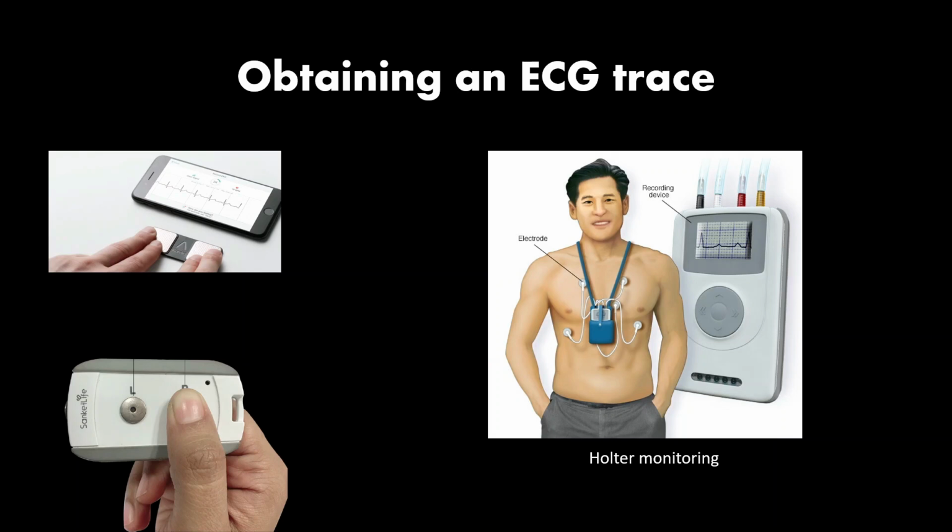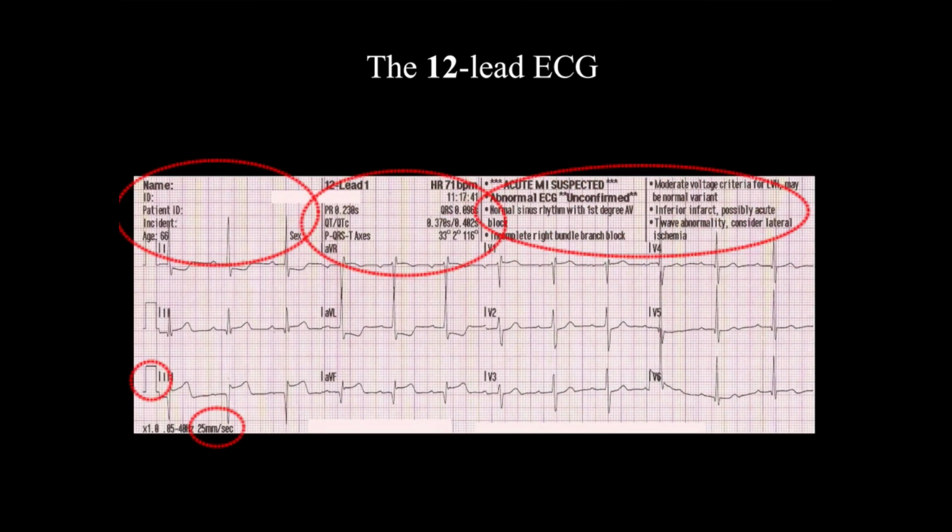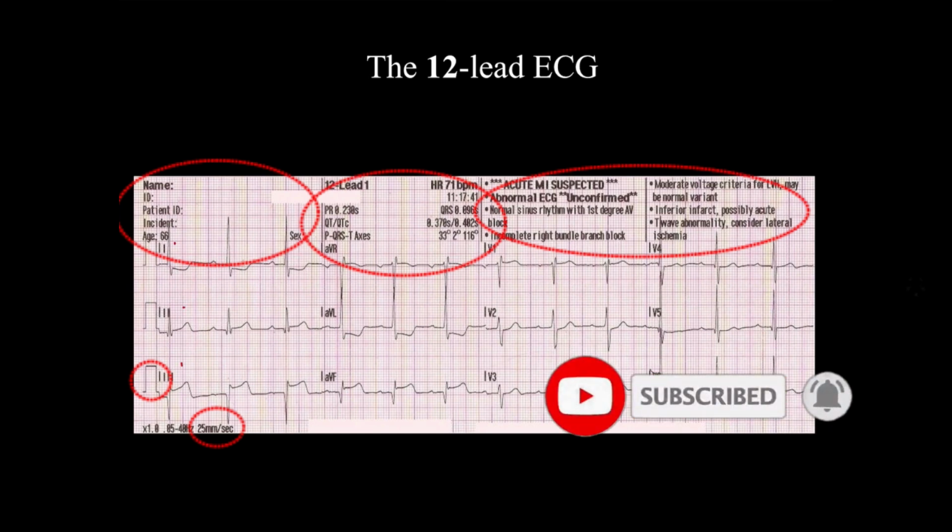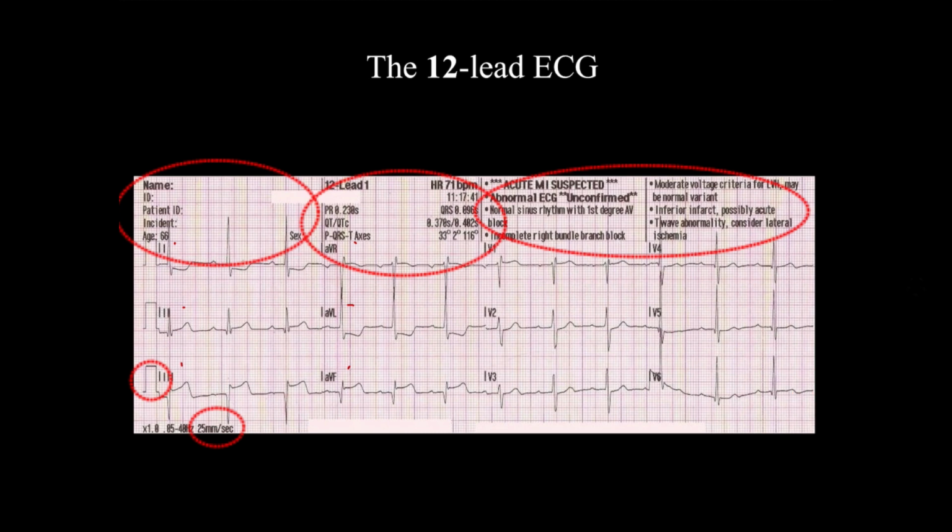However, for the rest of the video, we'll stick to the 12-lead ECG trace obtained from a conventional ECG machine in the emergency department. Okay, so this is a typical 12-lead ECG trace. As you can see, leads 1, 2, 3, aVR, aVL, aVF, and 6 chest leads ranging from V1 to V6. This is a 12-lead ECG trace.